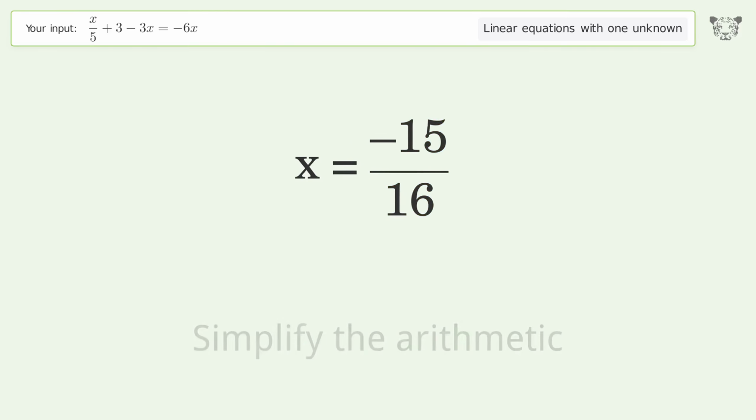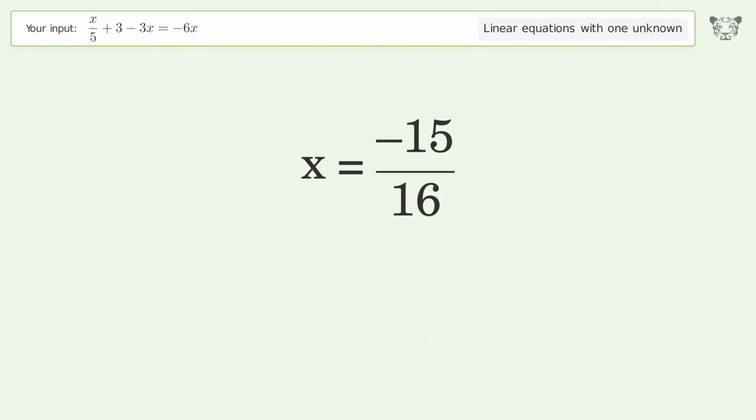And so the final result is x equals -15/16.